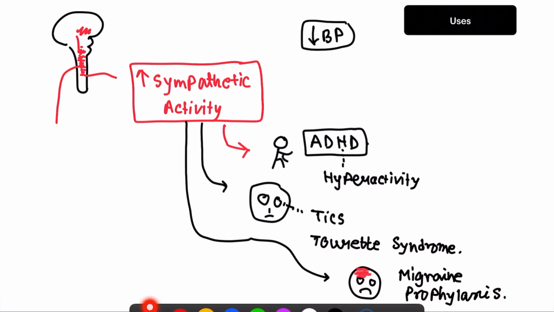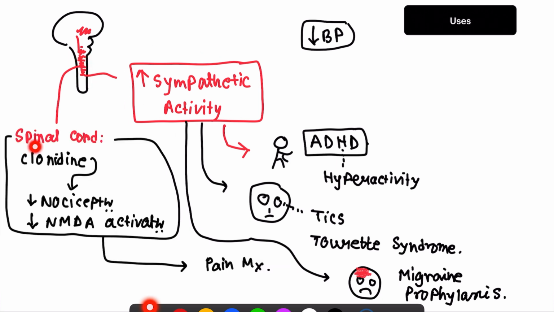Another thing you should know is that these are all central actions. In the spinal cord, clonidine has another mechanism of action as well. It reduces nociception, and it also reduces NMDA activity, and due to reduction of this NMDA activation, it reduces pain. Therefore we can use it by the epidural route for management of pain.